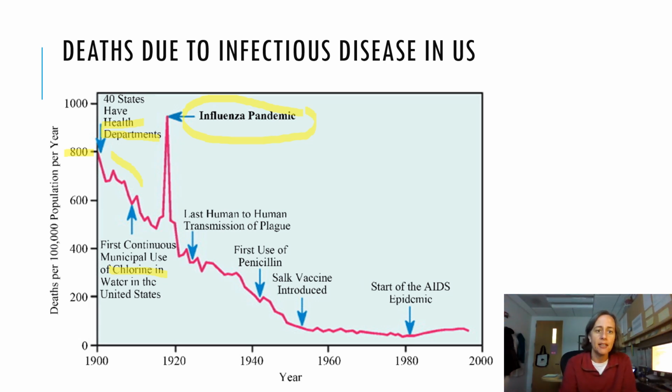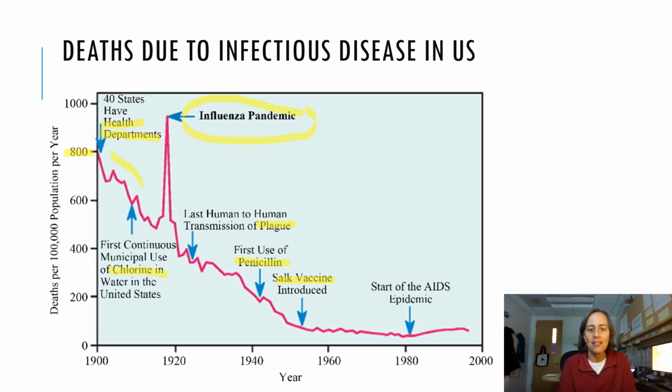Lots of people died. It was horrible. It was also during World War I, which didn't help. But anyway, so we had a bump there. We eliminated plague from the United States. So that's pretty good. Then we discovered penicillin and antibiotics, and that really helped. And then the Salk vaccine, this is the first vaccine for polio. And so all of these different things conspired to bring down the deaths due to infectious disease. And we were doing really, really well.